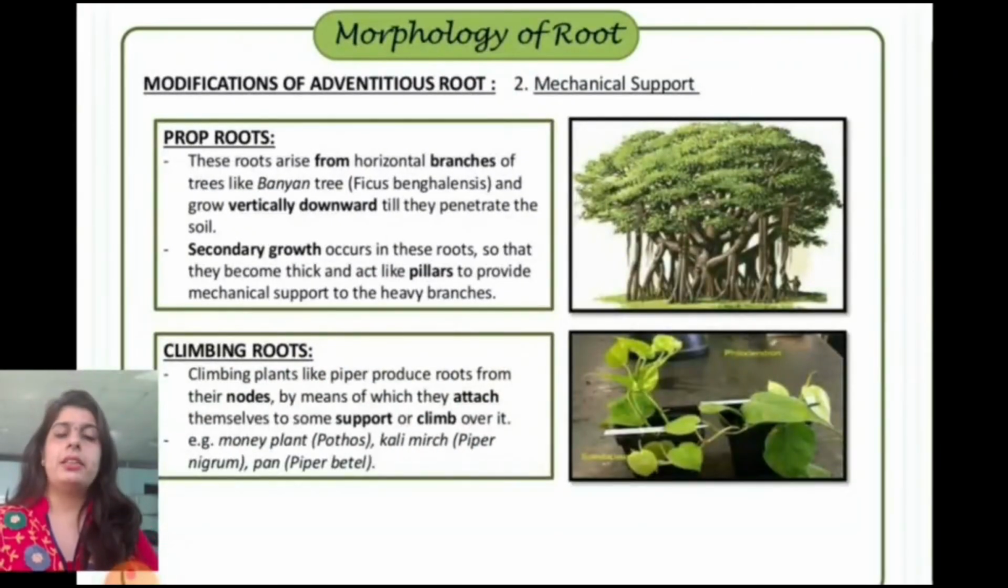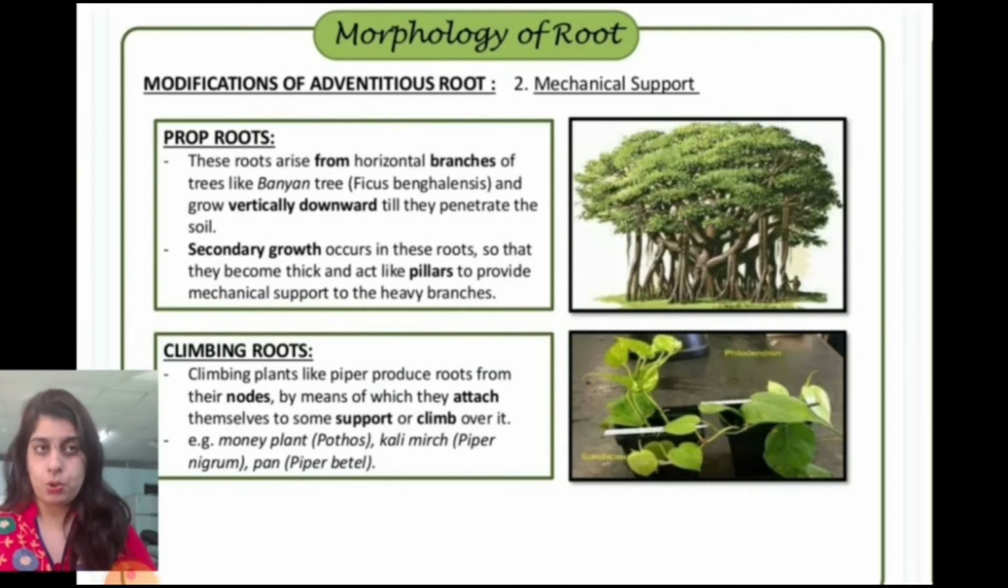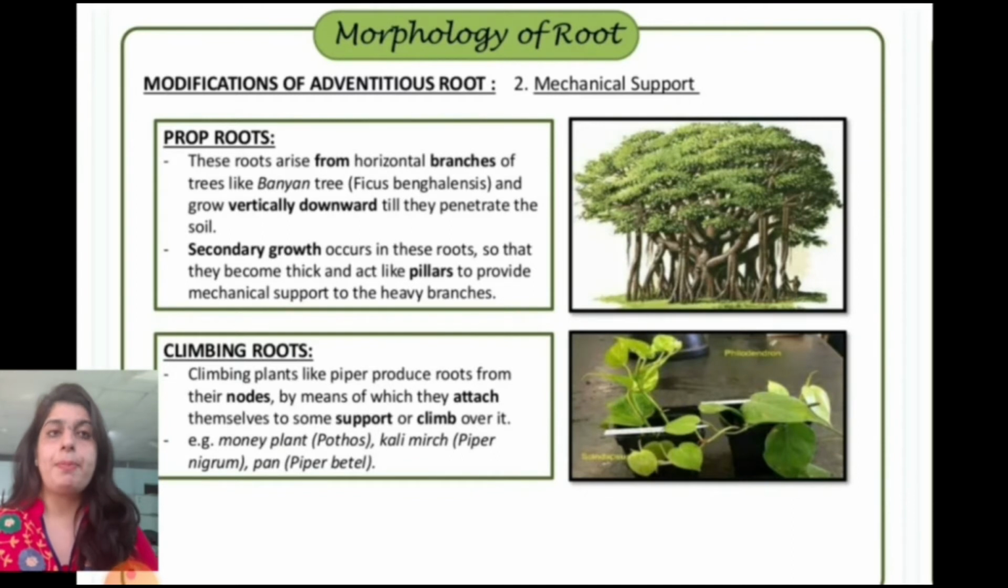The next adventitious roots can be modified as per the mechanical support, and it can be divided accordingly. Number one is prop roots, second is climbing roots, and third is stilt roots. The prop roots are the roots which arise from the horizontal branches. Example is banyan tree. In this tree, the roots grow vertically downward and they penetrate into the soil. When they penetrate into the soil, they provide mechanical support to the plant. And these act as a pillar to the plant.